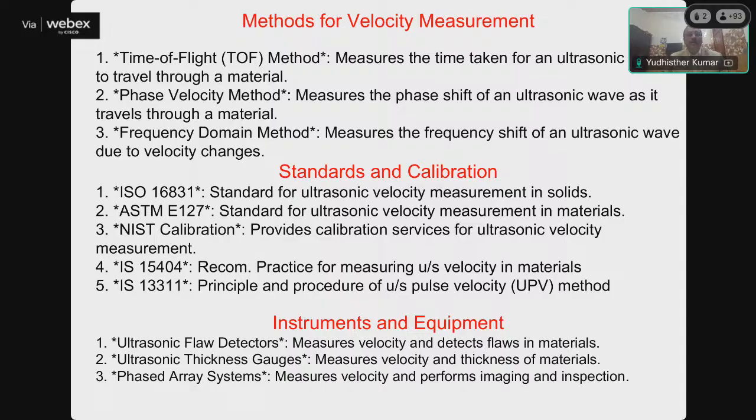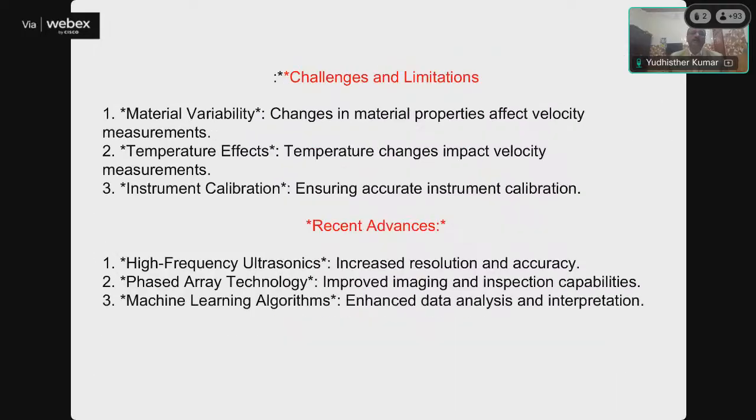A number of standards are there, like International Standards Organization, ASTM standards, NIST standards, IS standards. There are a number of standards on calibration and measurement of the velocity. Usually, an ultrasonic flaw detector is used for measuring the velocity and detecting the defects. Ultrasonic thickness gauges are also there. Phased array systems are also available in advanced phase.